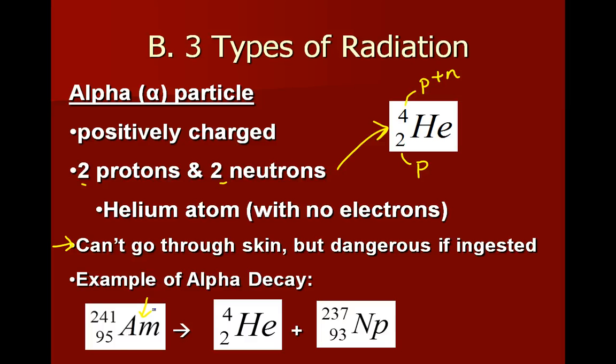Neptunium-237. So notice that in a nuclear reaction, we change the element because the number of protons is changing. We go from having 95 to giving off 2 and having 93 left behind, and so that changes the element's identity by changing the number of protons. Also notice the mass number goes down by 4, going from americium to neptunium.